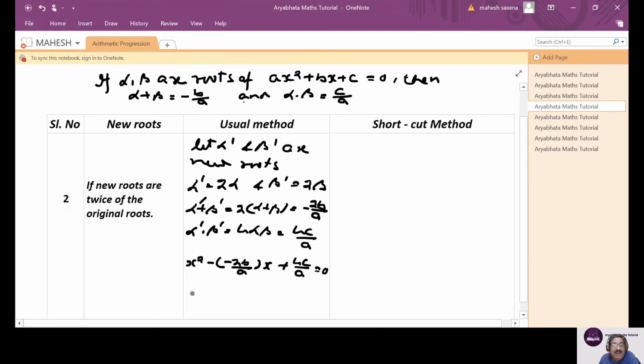Therefore, the equation will be ax square plus 2bx plus 4c is equal to 0.